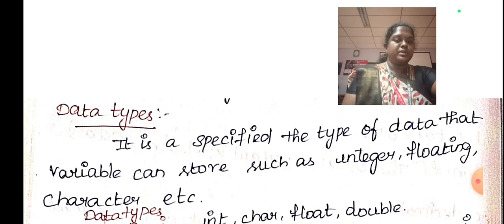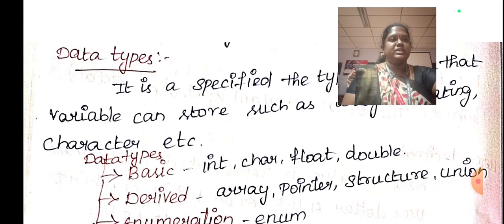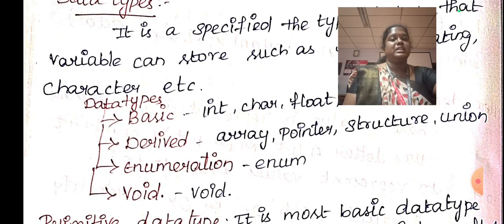Now my video topic is on data types. A data type specifies the type of data that a variable can store, such as integer, floating, character, etc. Data types are of three kinds: basic, derived, and enumerations. Basic data types are int, char, float, double, etc. Derived data types are array, pointer, structure, union. Enumeration means the enum data type, and also void as the void data type.